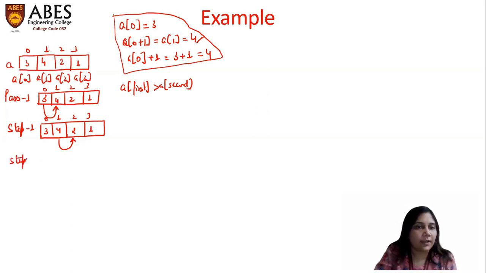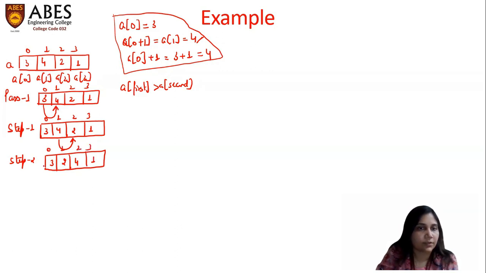So step 2, what will happen now in step 2? If you see, it is here, 4 is greater than 2, right? So 4 is greater than 2, condition is true. So what will happen? It will be like this one. We'll perform swap, 0, 1, 2, and 3.